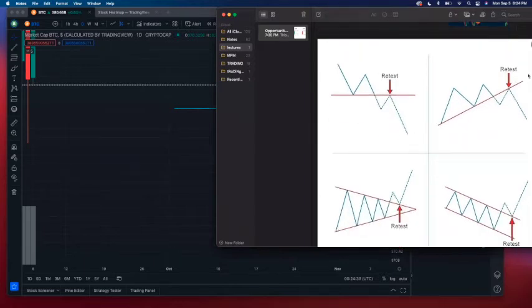Same concept here for a trend line. If you're playing a trend line, price is moving with this trend line, it breaks below, comes up and tests this trend line, that's where I would take my entry.